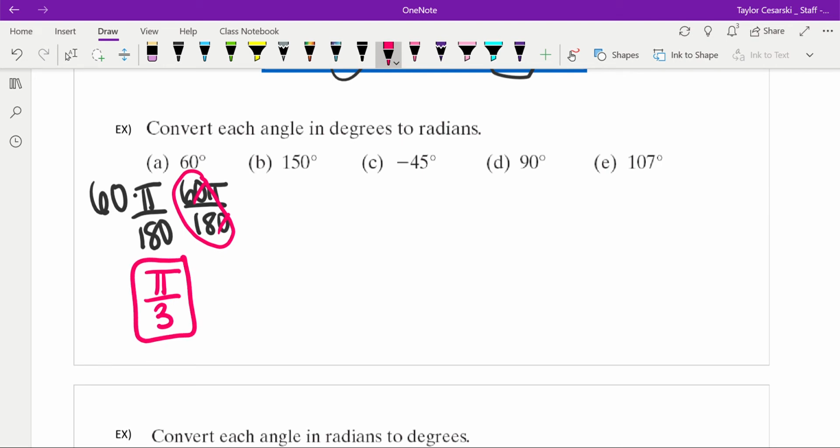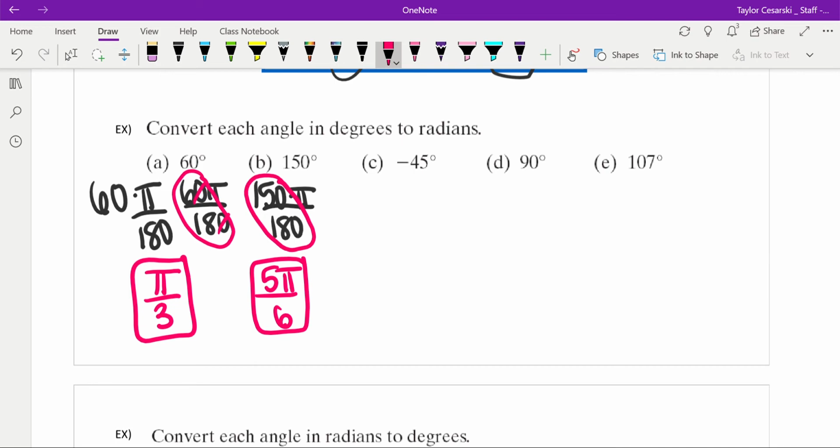All right, next one. 150 times pi over 180. Really you're trying to simplify this 150 over 180. The zeros are going to cancel out, so 15 over 18 is going to simplify to 5 pi over 6.